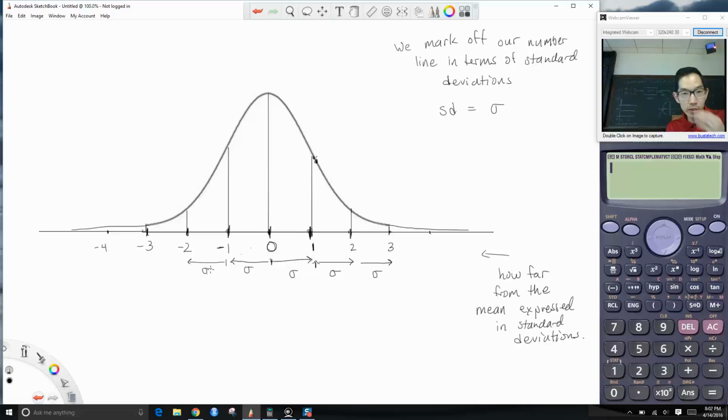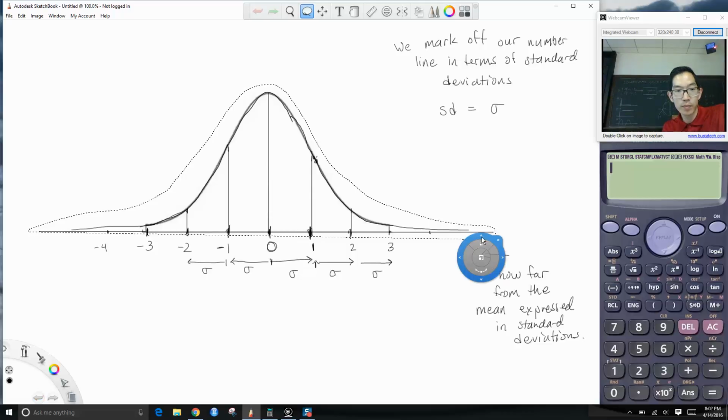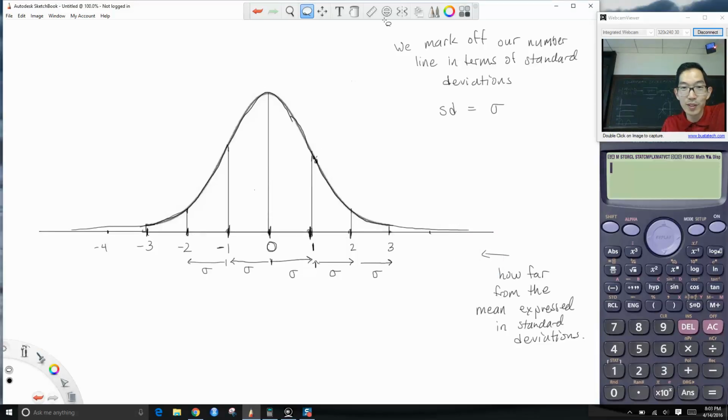Okay. I don't know what's going on here. Maybe I'll try to draw this a little bit better. I'm going to trace the normal distribution. Okay, sorry. Let me see if I can shape it. I'm going to try coloring this in again. All right, great.